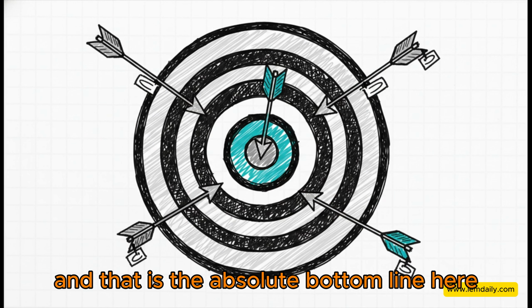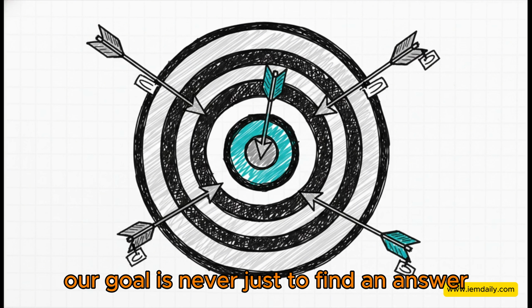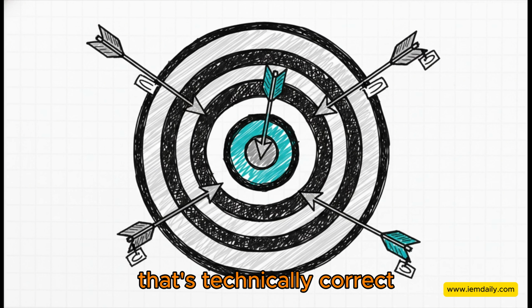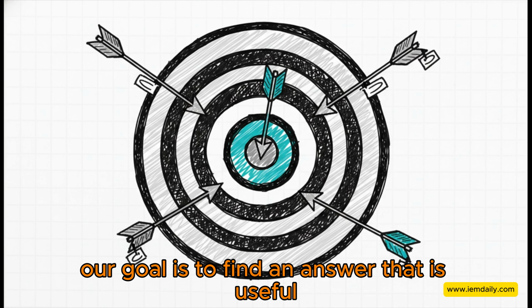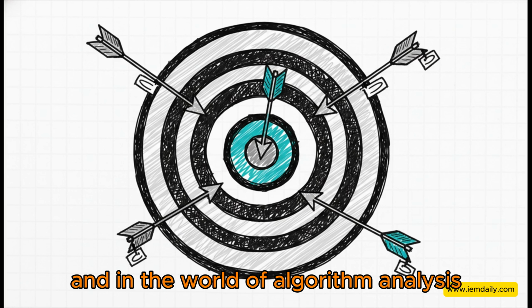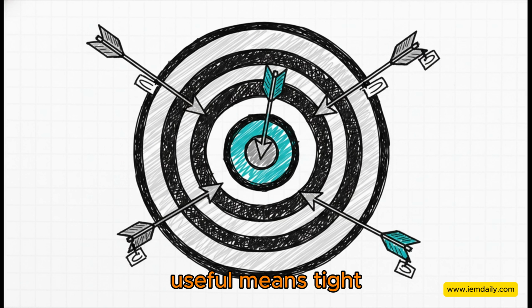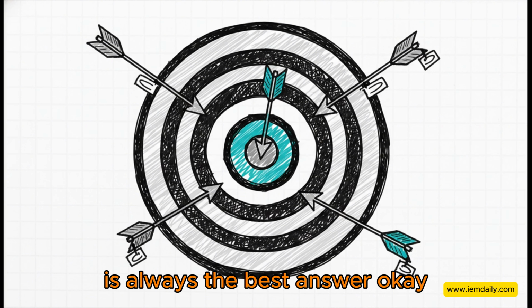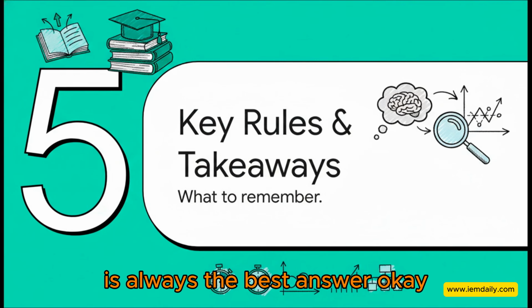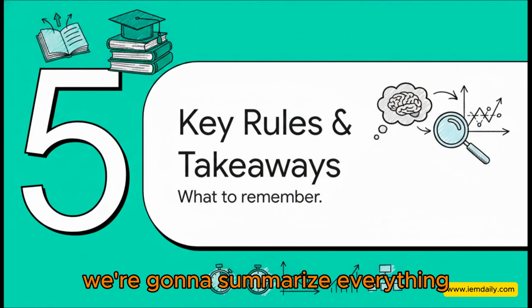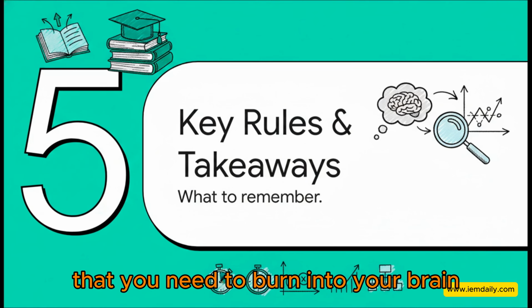It's information you can actually do something with. And that is the absolute bottom line here. Our goal is never just to find an answer that's technically correct. Our goal is to find an answer that is useful. And in the world of algorithm analysis, useful means tight. The tightest possible bound you can find is always the best answer. Okay, let's bring it all home. We're going to summarize everything into a few key rules that you need to burn into your brain.